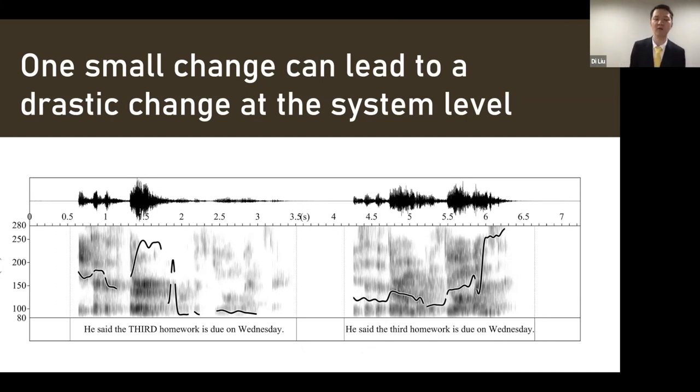Now, if you think about it from a learner's perspective, perhaps I learn the first one in classroom. But when I'm trying to apply it to express myself in a different way, I have to change not only the part I want to change, but also the whole pitch contour. And that is another level of difficulty. So one small change will lead to a drastic change.